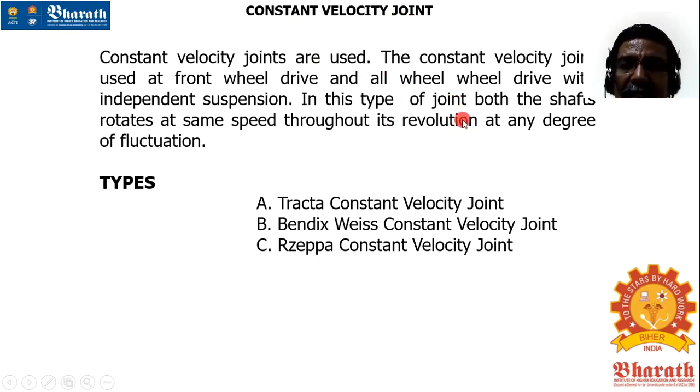Not only that, there is another type of special vehicle called all wheel steering. If it is an all wheel steer vehicle, then all four wheels should have a constant velocity joint. Now we'll see the different types of constant velocity joint. They are the Tracta constant velocity joint, the Bendix Weiss constant velocity joint, and the Rzeppa constant velocity joint. Of these, we'll see the Rzeppa constant velocity joint in detail now.